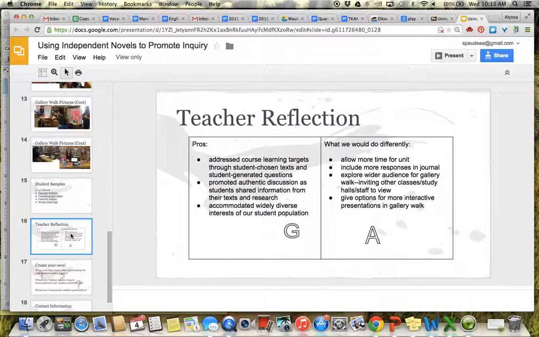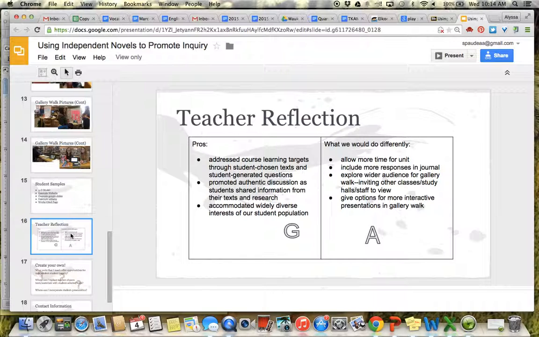As teachers, we reflected on this and we really loved this activity. It allowed students to have those authentic discussions and share information. It also was a great way to bring in student choice with the text and have them research, which is something that we need to do with our freshmen.